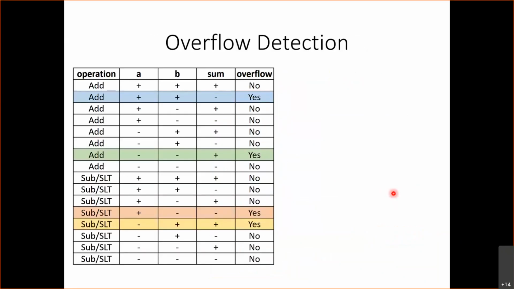We also looked at how to detect overflow, and we saw how the cases where we have overflow are either if we're adding two positive numbers and get a negative number, adding two negative numbers and getting a positive number, subtracting a negative from a positive and getting negative, or subtracting a positive from a negative and getting positive. So these cases are impossible arithmetically, and when they happen, this is an indication that some overflow occurred in the addition.